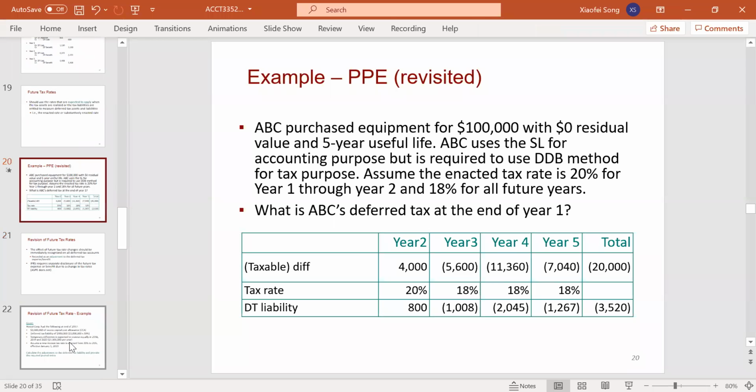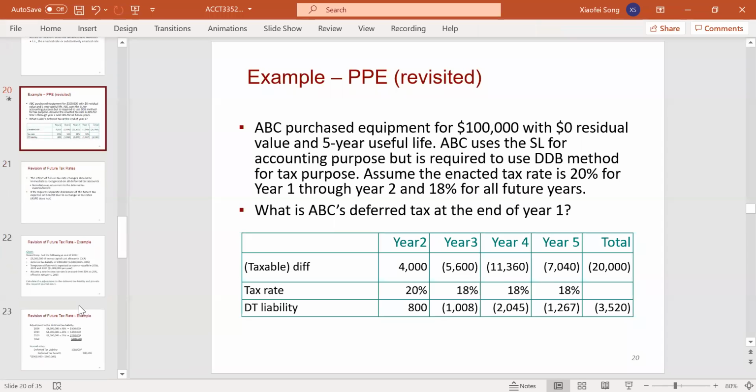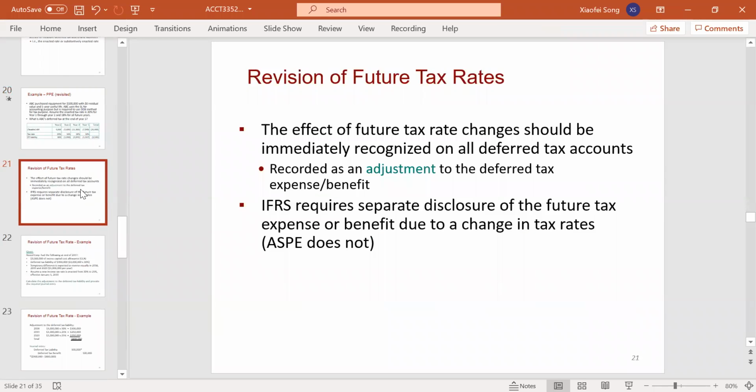So one more thing before this, let's look at an example here: revision of future tax rate. What if we start out with one rate and then the tax rate changes? Like we actually started this class without any discussion about income tax, just going on our intuition. That is our review question, remember? Tax rate change. So now let's look at it in this context.